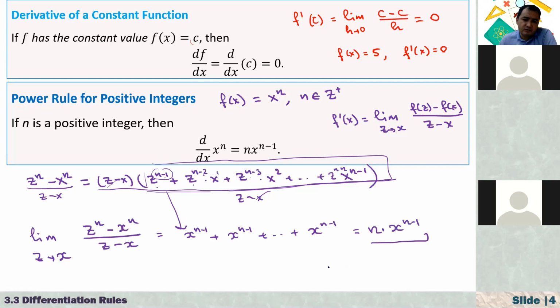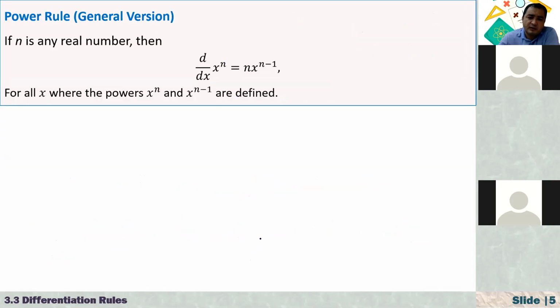Okay, in general it is also true for every real number, but for the real number case we will prove this later in the chapter, maybe chapter 7. In general, if n is any real number, then the derivative of x to the power n is equal to n times x to the power of n minus 1.